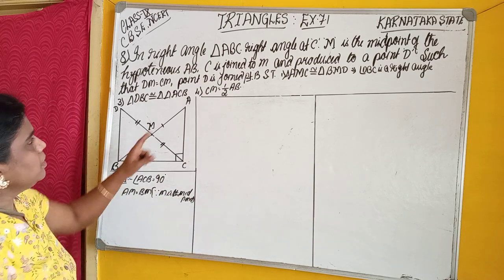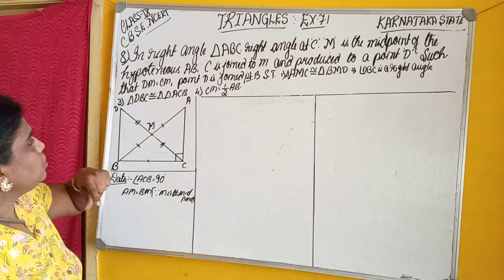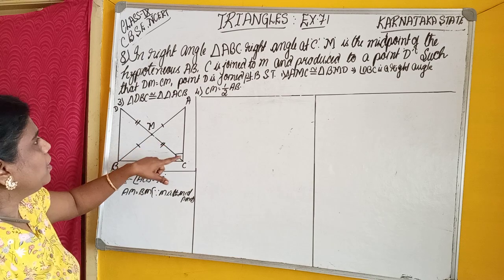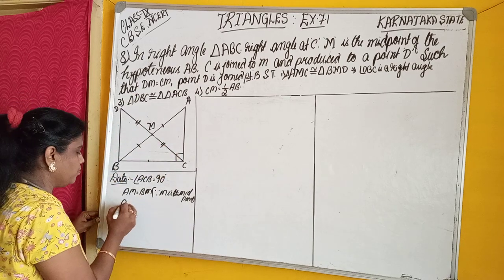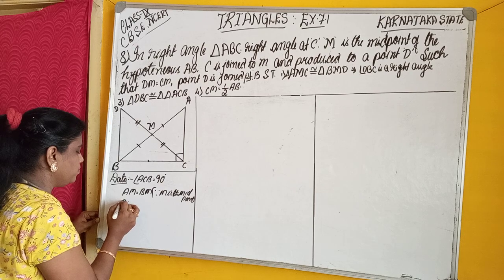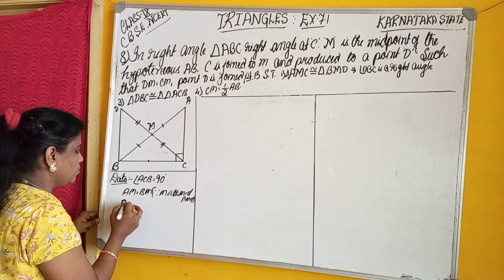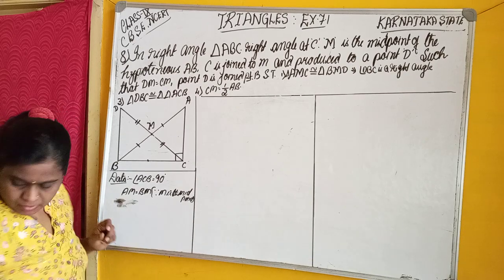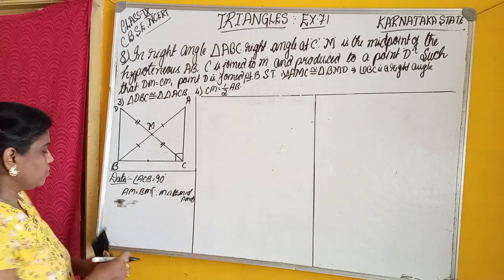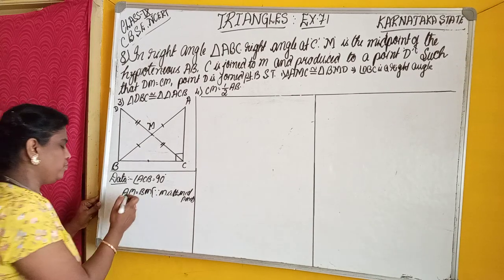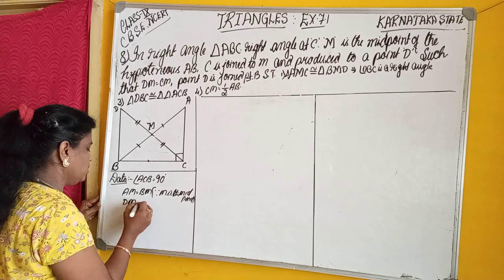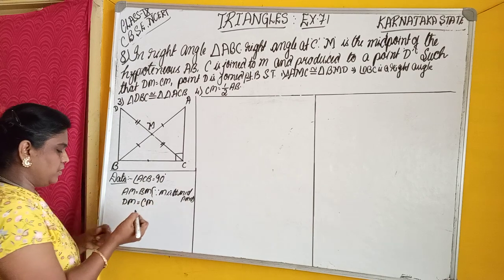Then C is joined to M and produced to a point D such that DM is equal to CM. Otherwise, CM is equal to DM. It is given.